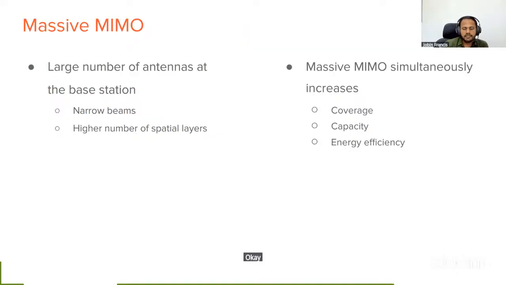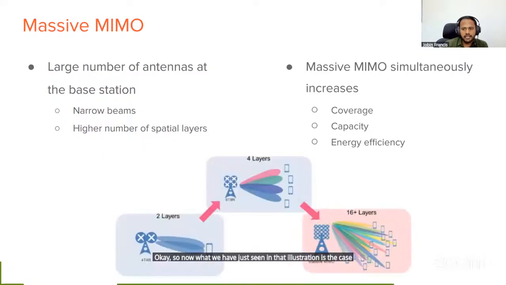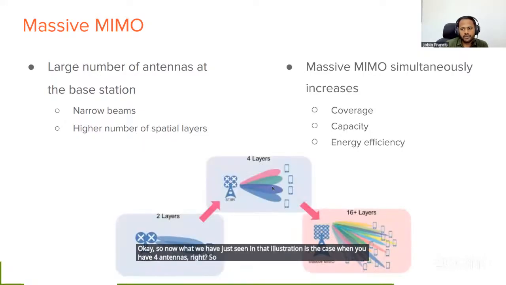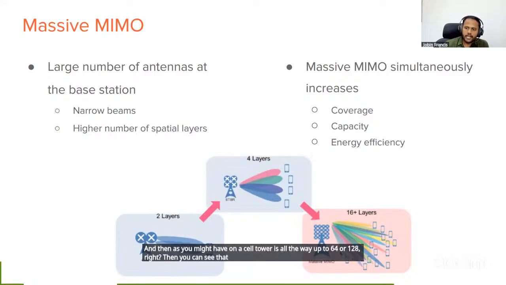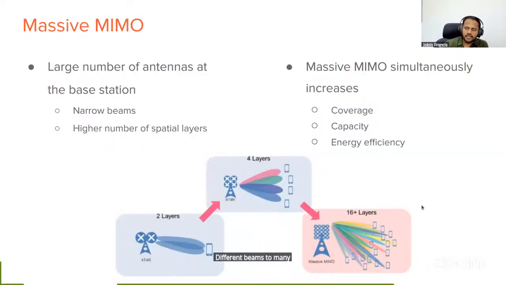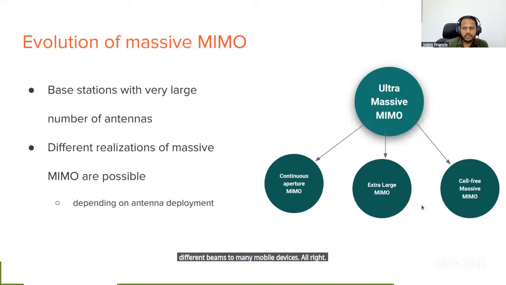Okay, so what we have just seen in that illustration is the case when you have 4 antennas, right? So why stop with 4? You can keep increasing the number of antennas, and this is exactly what 5G has done, where the number of antennas you might have on a cell tower is all the way up to 64 or 128, right? Then you can generate very narrow, different beams to many mobile devices, all right? Okay, so that is 5G.